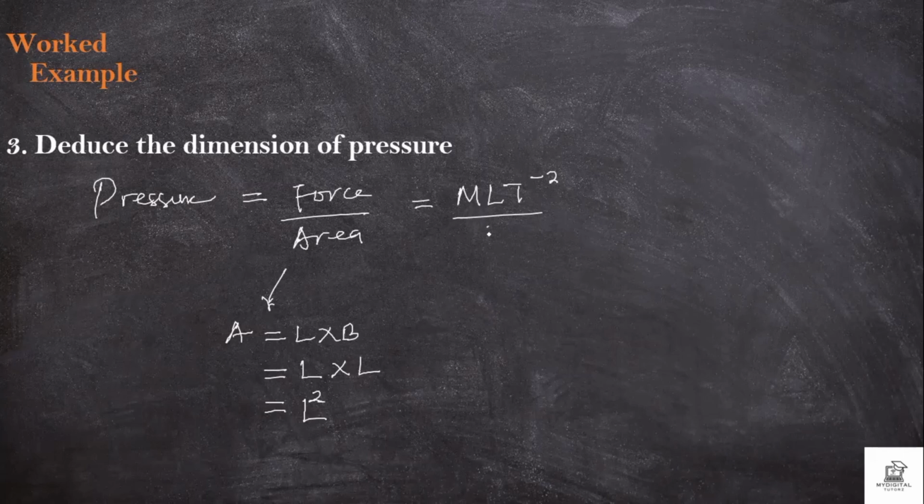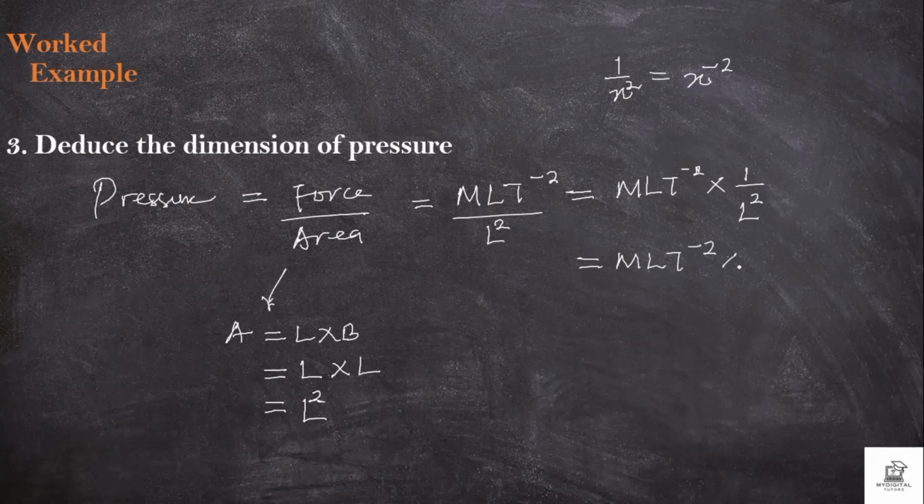So coming back here, I have L squared. So remember, I can write it to be MLT minus 2 times 1 all over L squared. So in mathematics, when I have 1 over x squared, it's the same thing as x raised to power minus 2. So in that case, we have MLT minus 2 multiplied by L raised to power minus 2. Now, I have L here, I have L here. L, like this, simplifies to L raised to power 1.